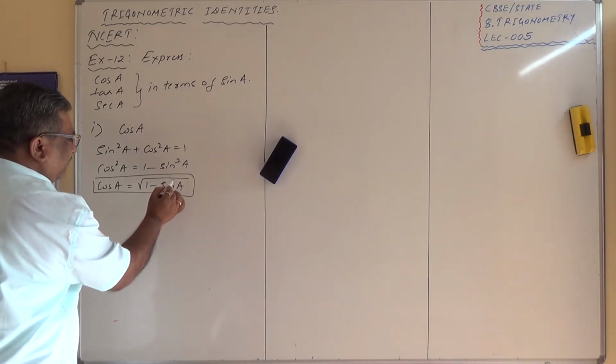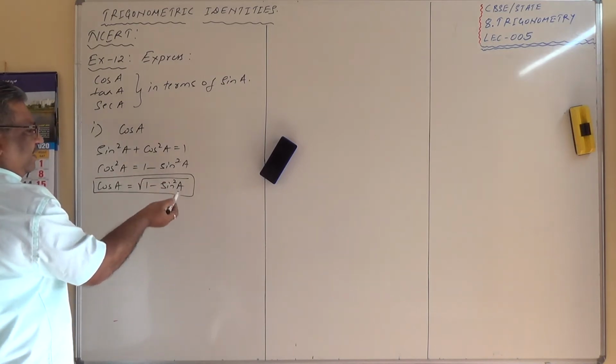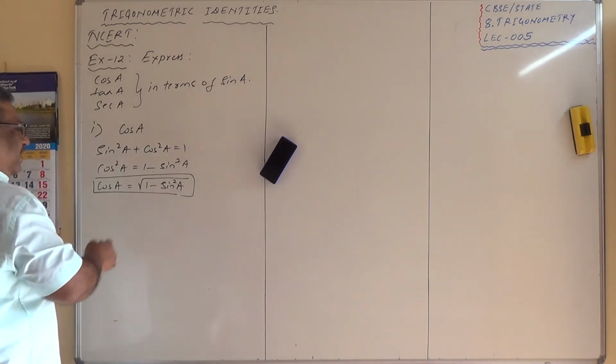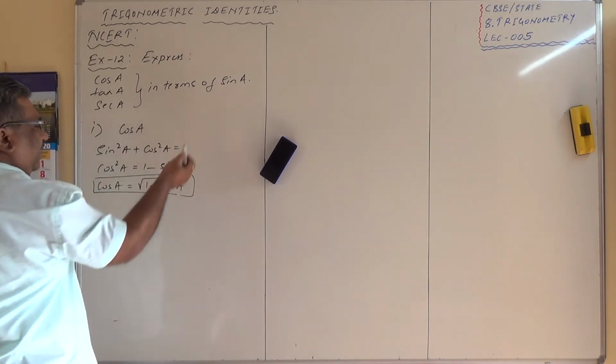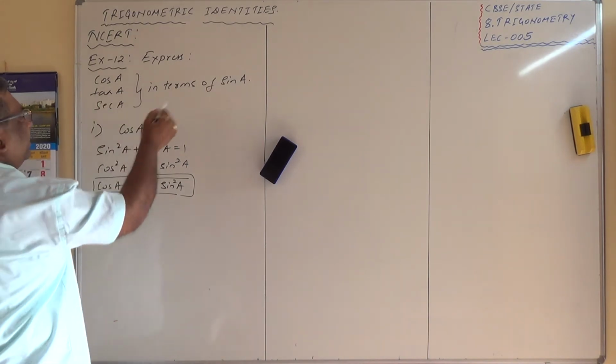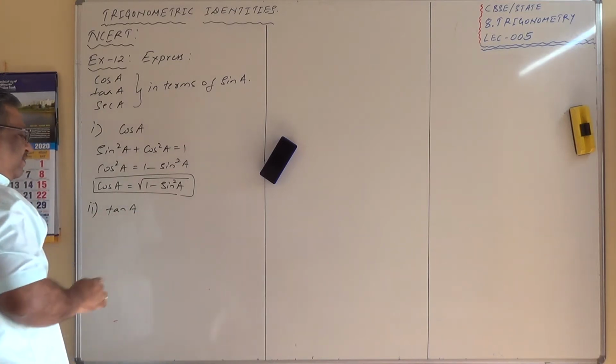So this is sin square A, please remember, not sin A. Cos A equals under root of 1 minus sin square A. So this we have already proved in identities also. The same question is asked. Express cos A in terms of sin A. This is the answer. Second one. Express tan A in terms of sin A. Let us see how to express tan A in terms of sin A.